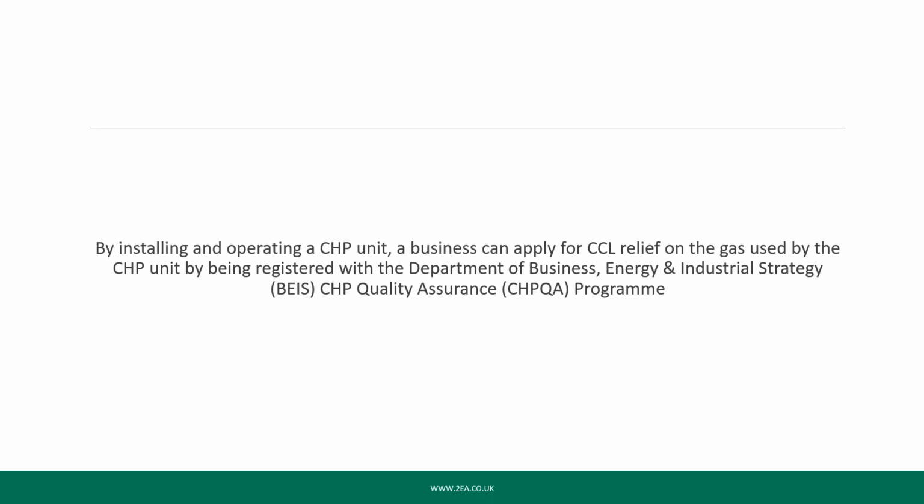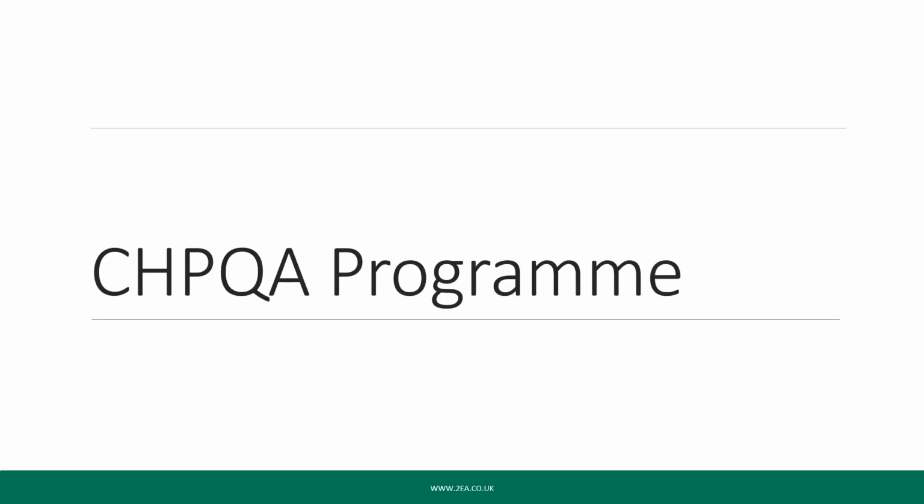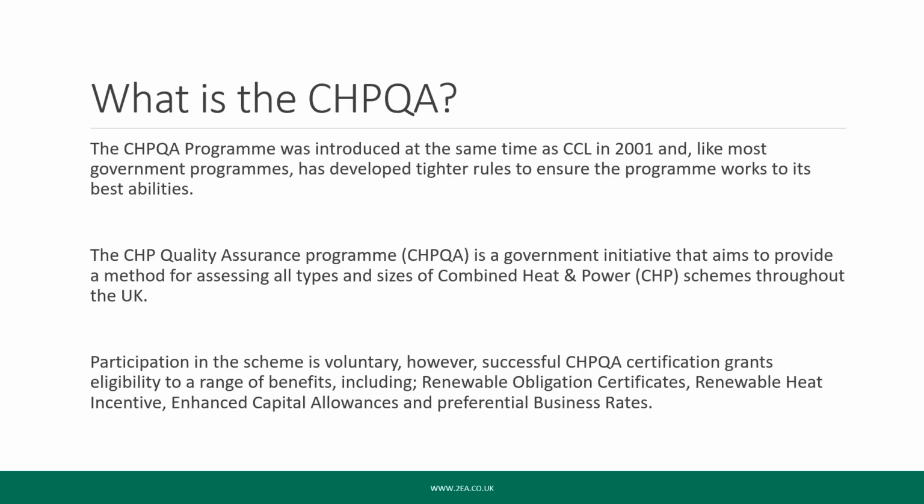Which brings us onto a brief overview of the CHP QA programme and how you can benefit from CCL relief by installing and operating a CHP. So let's look at the CHP QA programme in a little bit more detail. The Combined Heat and Power Quality Assurance Programme, CHP QA, was introduced to incentivise CHP by offering additional benefits such as CCL exemption and preferential business rates. To obtain these benefits, your CHP unit must be registered and certified with the programme. Please note that participation is voluntary.